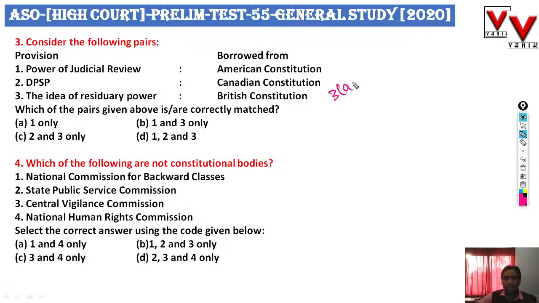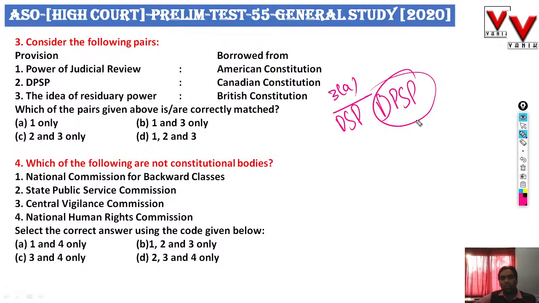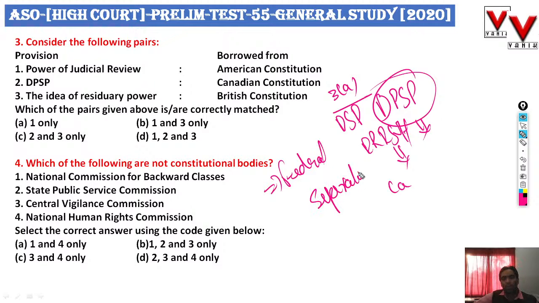So the third right answer is A, because the power of judicial review has been taken from the American Constitution. The philosophy of the directive principles of state policy, DPSP, has been taken from the Irish Constitution. And the idea of residual power is taken from Canada. That means India believes in a federal structure. Federal structure means separation of power between the center and the state, and for that the seventh schedule is mentioned. In the seventh schedule there are three lists.